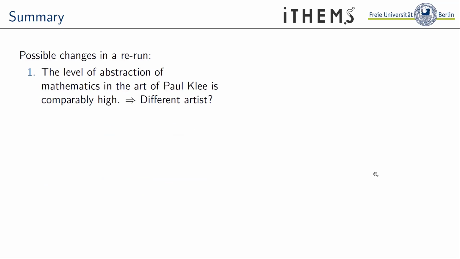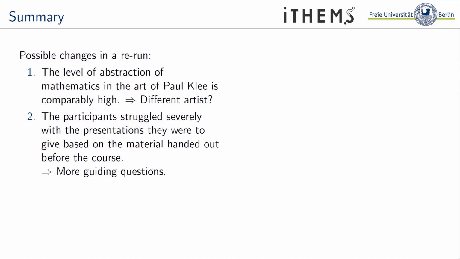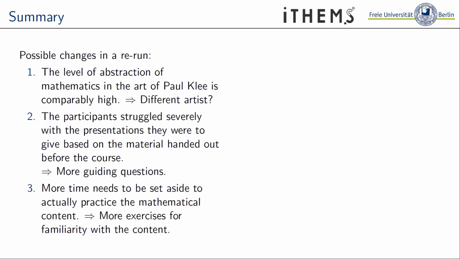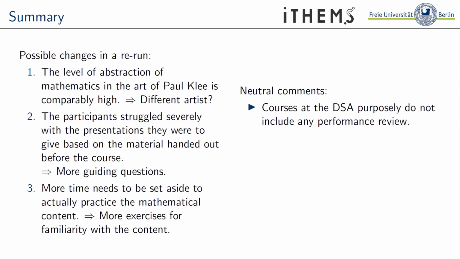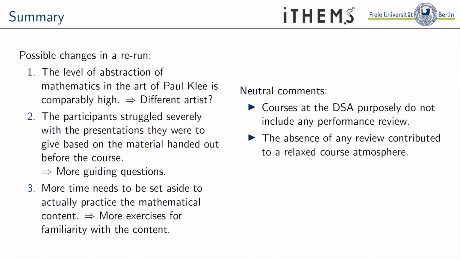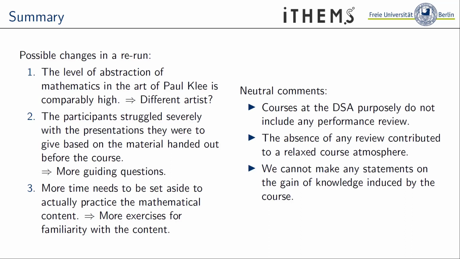For a rerun, we would go for a math and art-related topic again, but choose a different artist. For instance, Escher combined with the tilings of the hyperbolic plane, or tessellations in general, since the level of abstraction of mathematics in Klee's art is comparably high. Since the participants struggled severely with giving their presentations, we would urge to include more detailed guiding questions and let them solve more exercises. The concept of a DSA summer school does not include any performance review in terms of grades on purpose, which directly contributed to a relaxed course atmosphere. Therefore, we cannot make any statements on the gain of knowledge induced by the course.